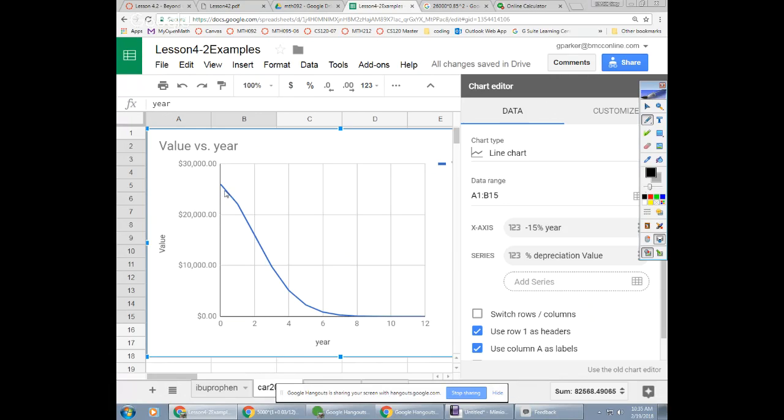So here's my car losing value over time. About how many years till it's almost worthless? At 15% per year, here it says 8 years, it's worth $74.83.